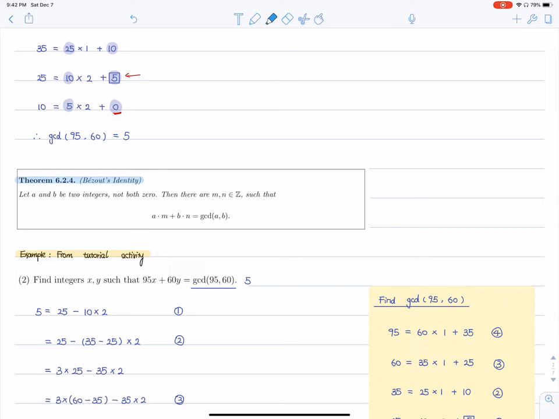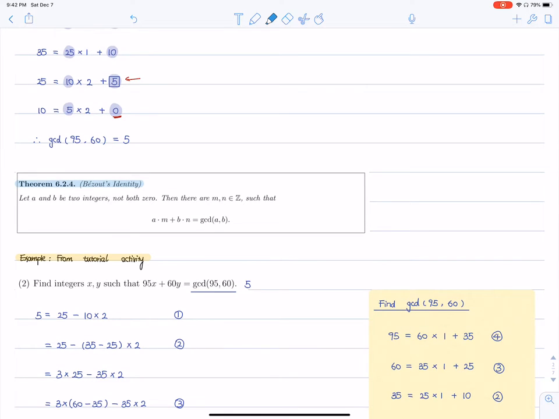This identity is quite important, I would say. Once you move on to upper year math courses, you use this all the time. So our a, b are two integers, both non-zero. Then there are integers m and n such that an plus bn equals GCD of a, b. Please remember this. This is quite important. Probably not in 102, but it's quite important.